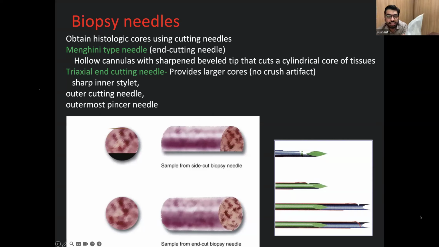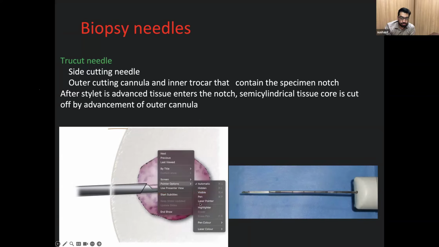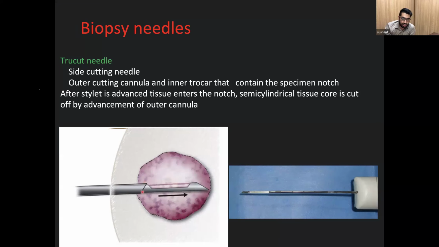So this has an end plate within it. This is an 18 gauge side cutting biopsy gun in which the sample is collected. As we can see from this diagrammatic representation, this is a side cutting biopsy gun which is advanced from within the needle, and the tissue sample is targeted, and this tissue is collected over this side end plate.